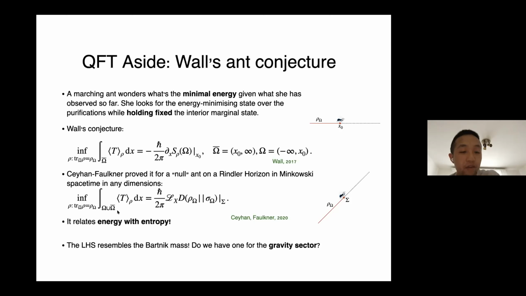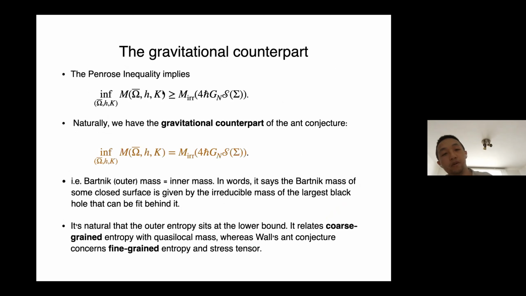And notice that the left-hand side is very much like the Bartnik mass, although it concerns energy measured in quantum field theory, matter energy. But it motivates us to think about whether we can have a similar statement for the gravity sector using the Bartnik mass. And notice the Penrose inequality says the following: the Penrose inequality implies the Bartnik mass is lower bounded by the irreducible mass of the outer entropy. On the right-hand side I just have the inner mass, on the left-hand side I have the Bartnik mass, and this is by definition true if I assume the Penrose inequality.